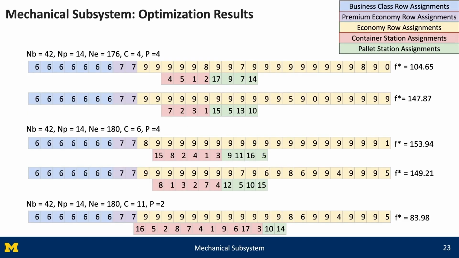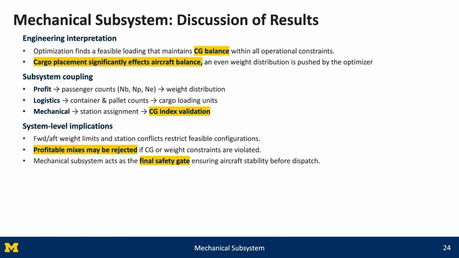Here are some results from test cases we have run. Because the profit subsystem has found that the business and premium economy cabins are essentially full, we see that pallets are generally placed in the back of our aircraft to counteract the moment from the fixed business and premium economy cabins. Overall, our optimization finds a feasible loading that maintains CG balance within all operational constraints. Cargo placement significantly affects aircraft balance, and an even weight distribution is pushed by the optimizer.